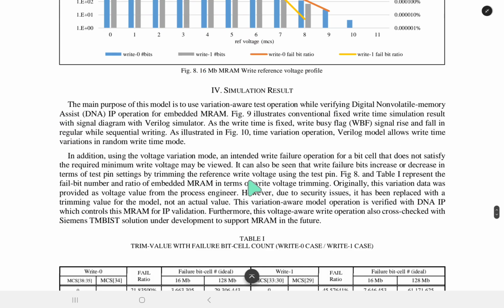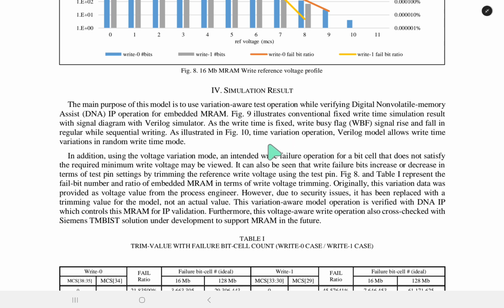The simulation result. The main purpose of this model is to use variation-aware test operation while verifying the digital non-volatile memory assist DNA IP operation for embedded MRAM. Figure 9 illustrates a conventional fixed write time simulation with the signal diagram from a Verilog simulator. As the write time is fixed, the write busy flag WBF signal rises and falls at a regular interval while sequential writing, as illustrated in Figure 10.